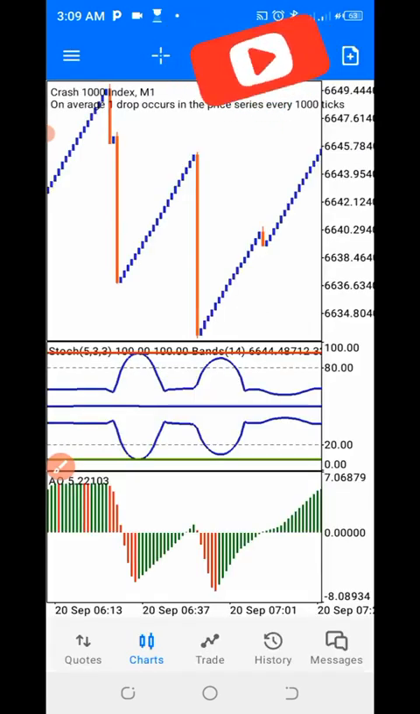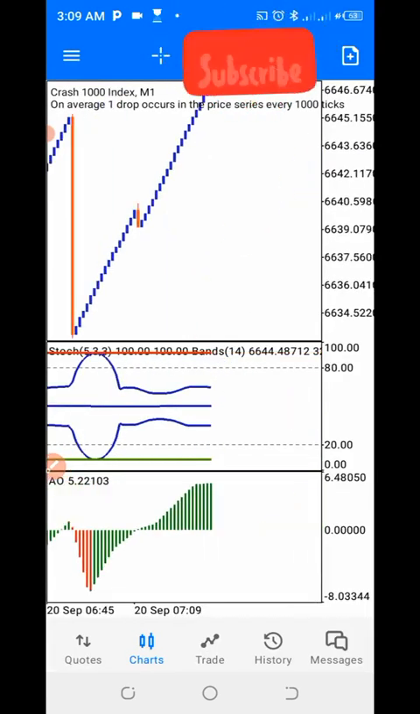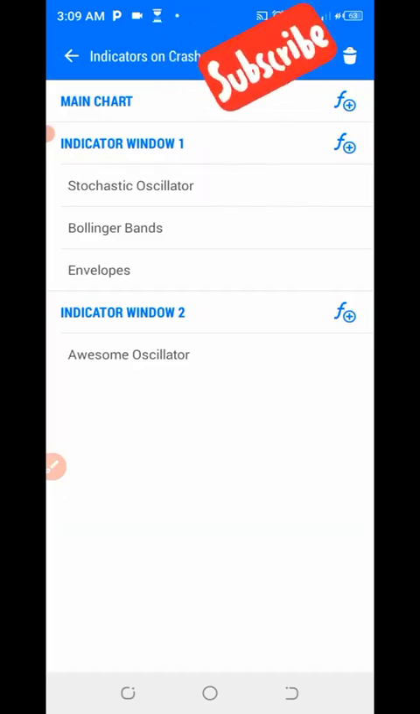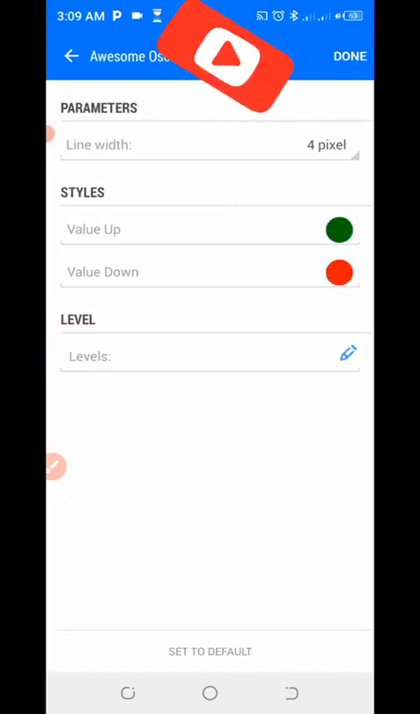The final indicator we are going to be using is our awesome oscillator. So the awesome oscillator, just leave it like this.